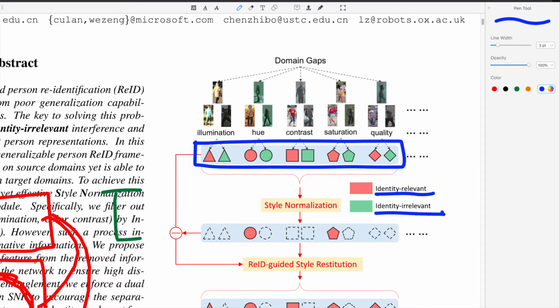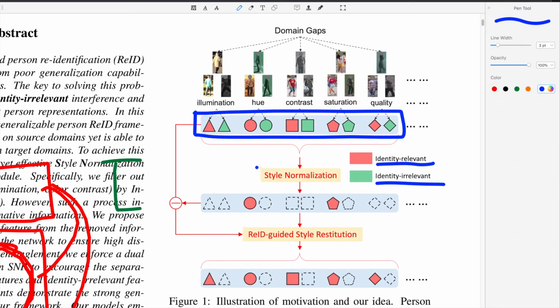Let's say that among this input feature, these red features represent identity relevant features, and these green ones are identity irrelevant features. The first step of this SNR module is style normalization, which removes the style information from the features. You can see that all this information related to style has been removed from the input feature. But not all styles are bad for training the ReID model.